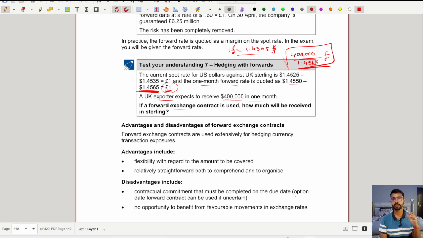This is how you hedge using a forward contract. So today you would have finalized that 1 month later, the bank will sell you pounds at the rate of 1 pound is equal to 1.4565. Is that clear?